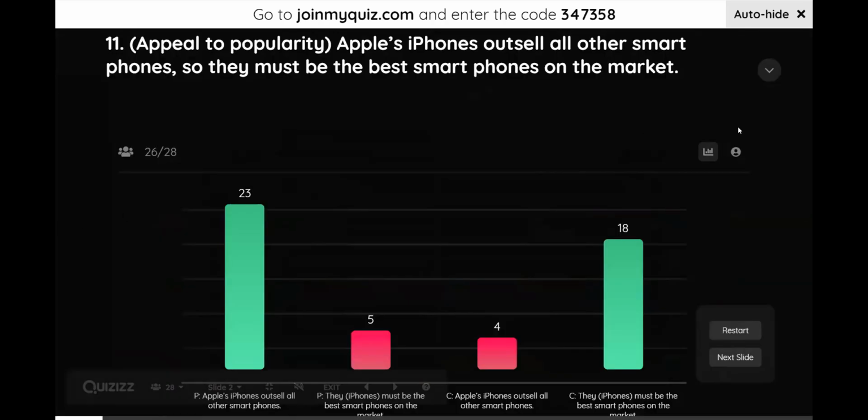Okay, so how many people got it? I think quite a few people got it. Okay, so what is my conclusion? That they are the best, right? That's my conclusion. I'm saying they are the best. The thing that I'm basing that on is because they are selling the most.